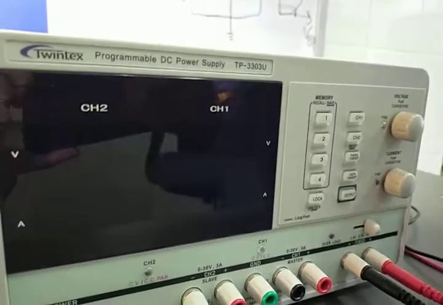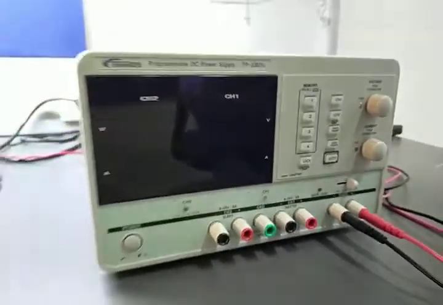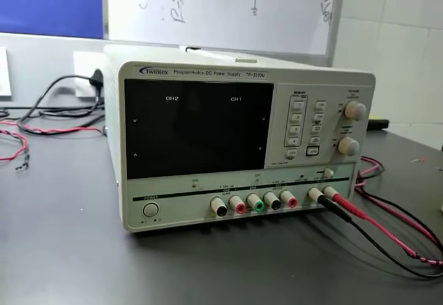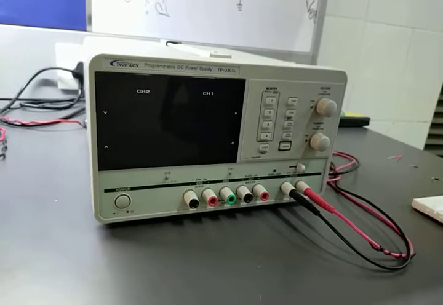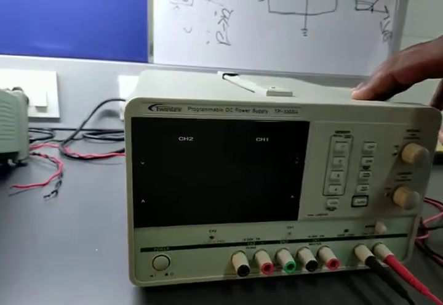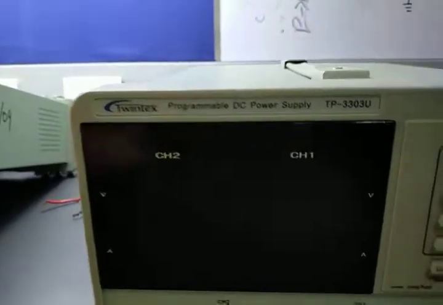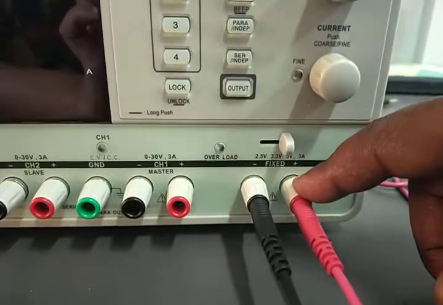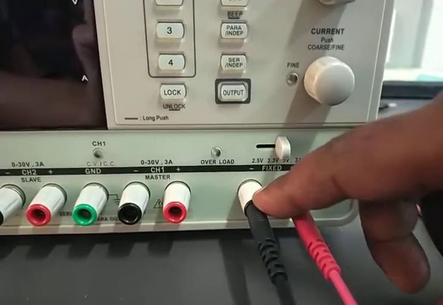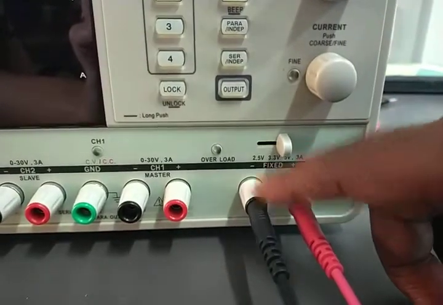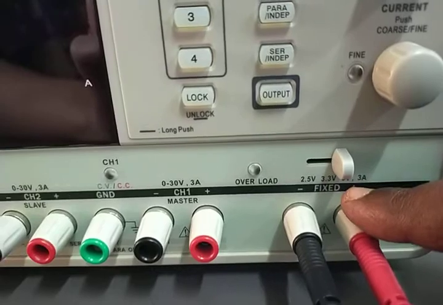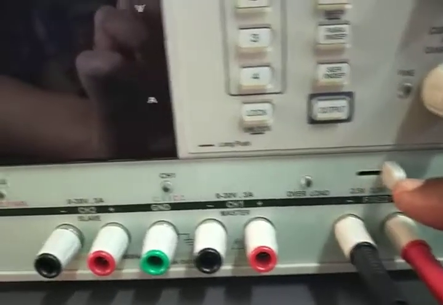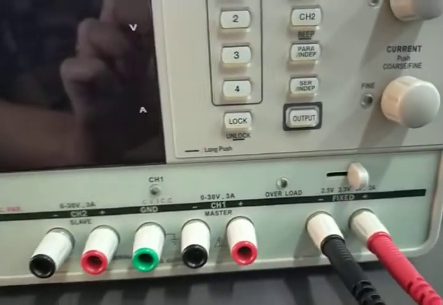Hello everyone. We are here to do the experiment of diode as a switch. So here we have a DC power supply and I have used only its fixed voltage. It has fixed voltages at 2.5 volt, 3.3 volt and 5 volts. So I have set it to the 5 volts.